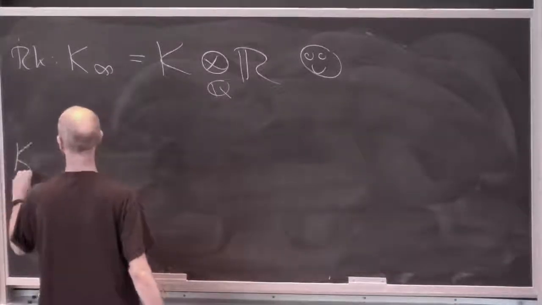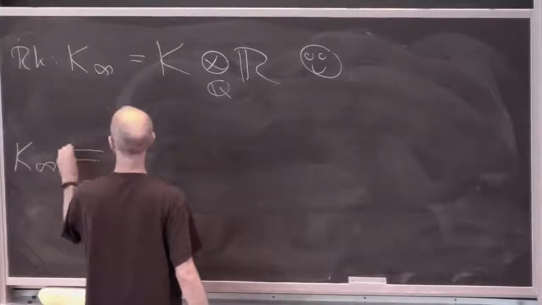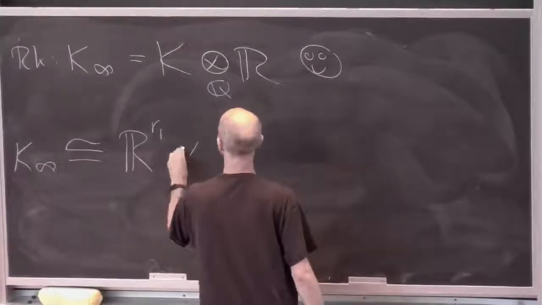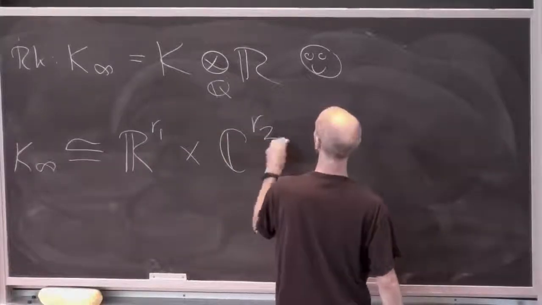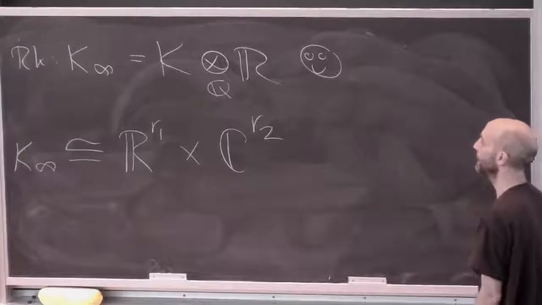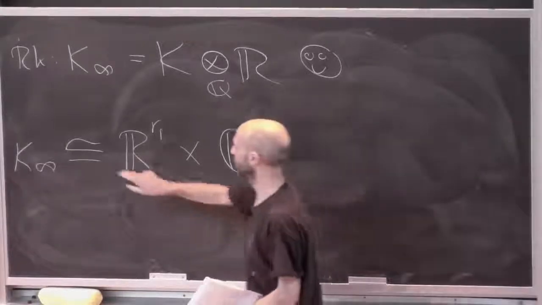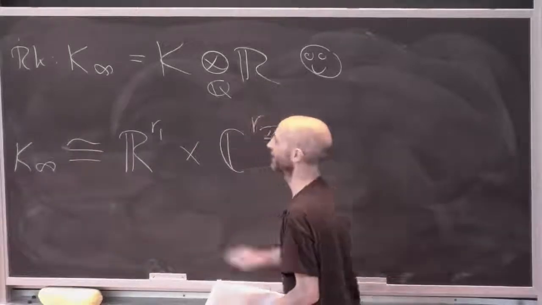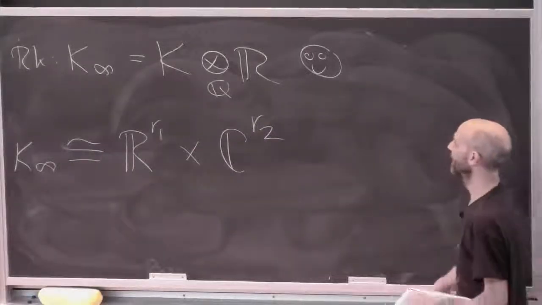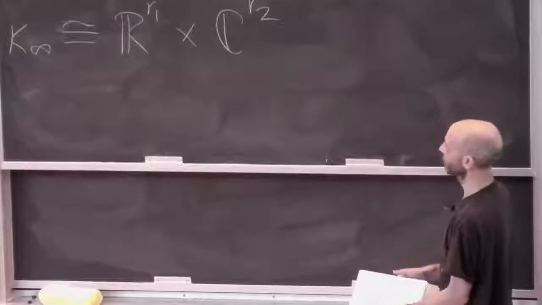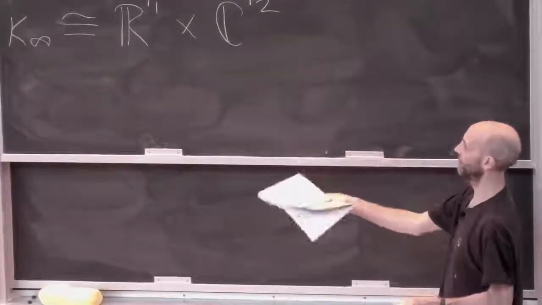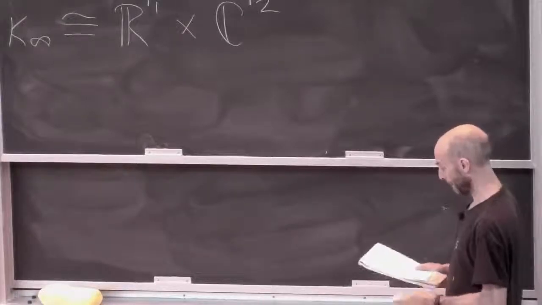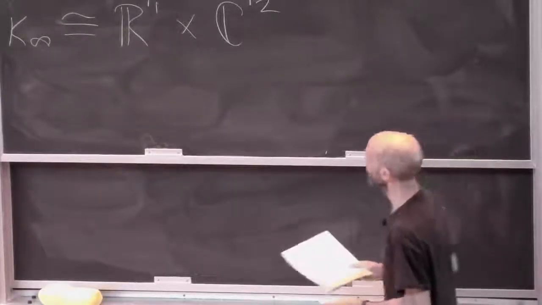What's for sure is that K infinity is certainly isomorphic to R to the power of R1 cross C to the power of R2, right? That's for sure. Although, as I say, you can tell I'm slightly concerned when I stop writing equals and start writing isomorphic. There's a non-canonical isomorphism because at some point I had a pair sigma and C sigma and I had to choose one of them.